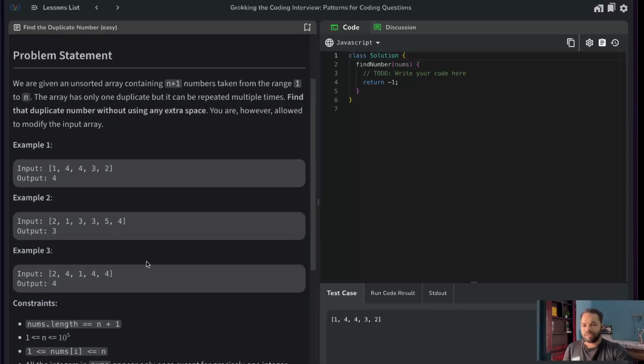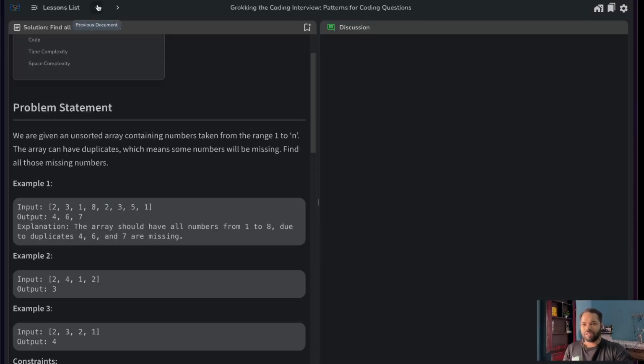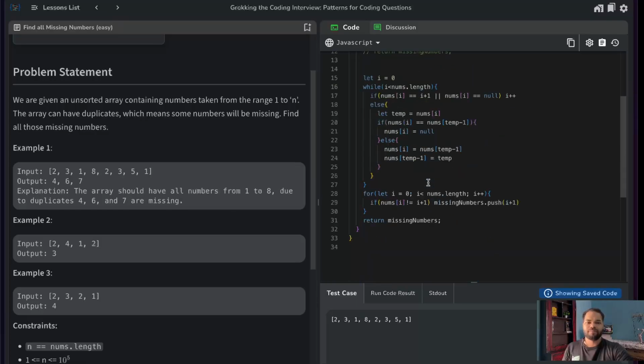The thing is that we are given an unsorted array containing n plus 1 numbers taken from the range 1 to n, and the array has only one duplicate, but it can be repeated multiple times. Find that duplicate number without using any extra space. Okay, it is the same issue as we did earlier, so I'm just copy pasting the solution here itself. Right.